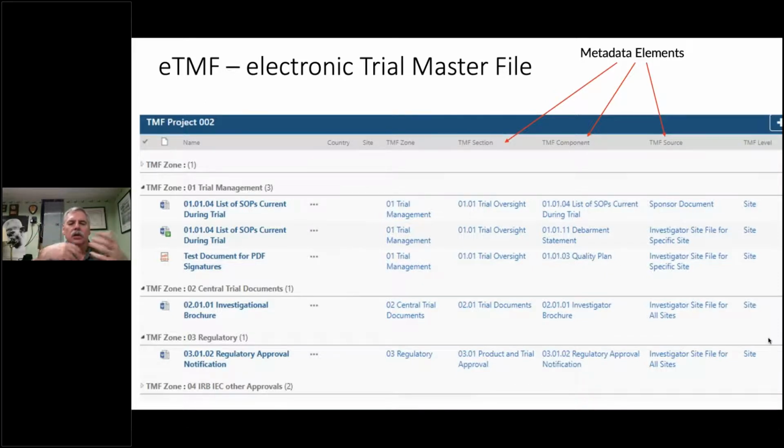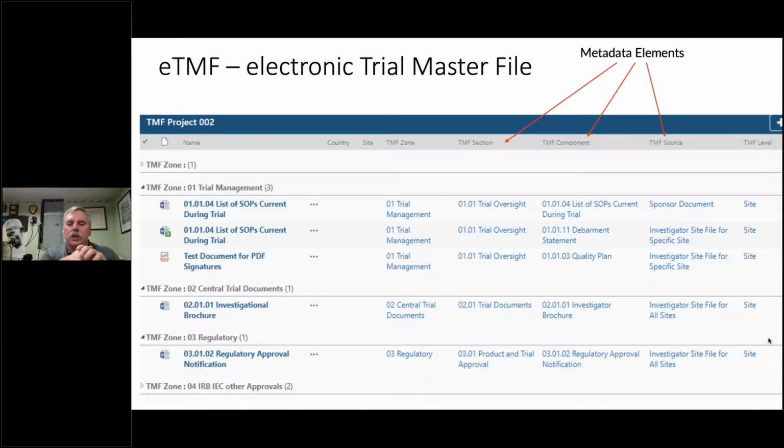When Charles was talking earlier about metadata and classifying things, you'll see there are 3 files in that TMF zone of 01 trial management, and each of those files has a slightly different component. So if you wanted to search for something specific, I could pull those out. If I was looking for sponsored documents, I'd look at my TMF source. If I was looking at site files, I would look for anything classified as a site file. So the goal is to help you get to those documents more easily.